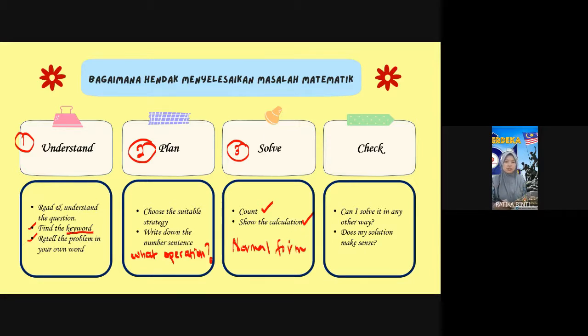Kena kira. Tunjukkan cara pengiraan. If you don't show how you count, okay, there will be no mark for you. Tak ada markah untuk awak. Okay, boleh? Okay. And the last one is you need to check.